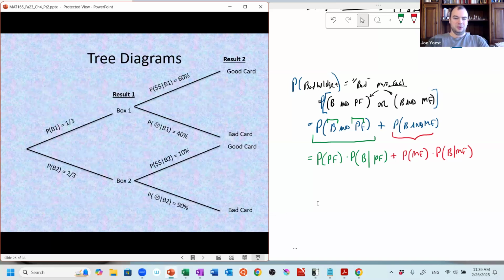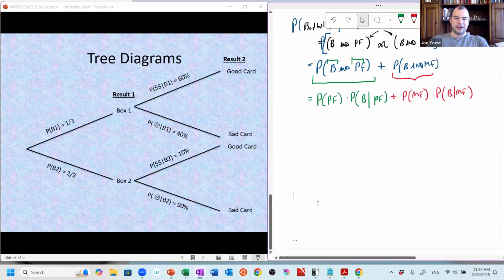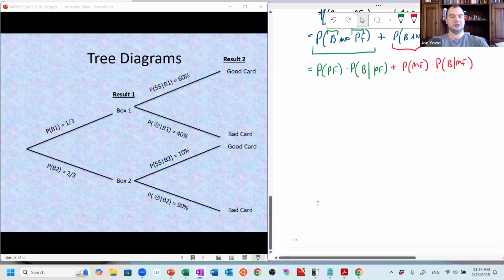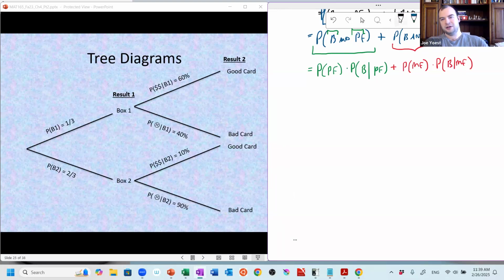One schematic diagram that we can use to help us with these kinds of calculations is called a tree diagram. Remember, for our addition rule, we had this idea of a Venn diagram that helped us out. So just to recap, the addition rule was related to A or B.